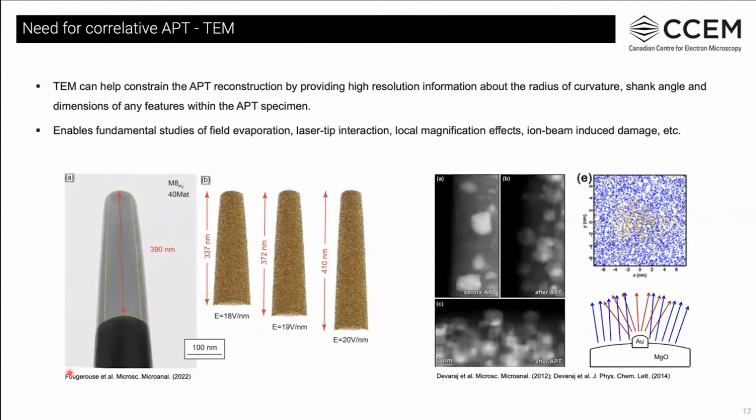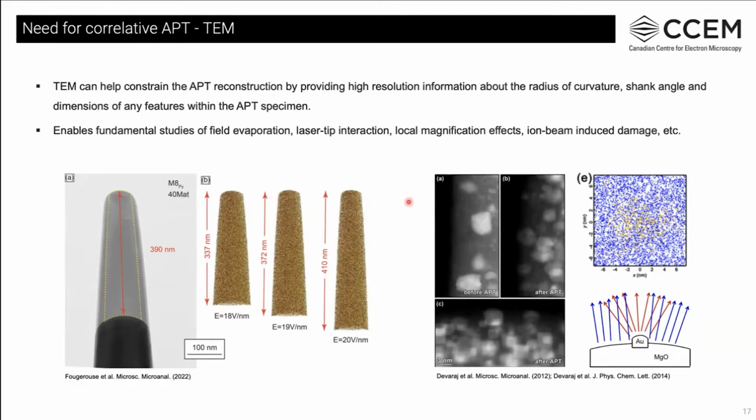Another area where correlative work is useful is to help with the atom probe reconstruction by providing high-resolution information about the specimen's geometry. For example, this work done by the Cairney group overlaid TEM bright field images of different mineral tips before and after atom probe to measure the amount of material analyzed. Then they were able to use this information to define an electric field parameter for 11 different minerals, providing a set of standardized reconstruction parameters that can be utilized by others working with the same materials.